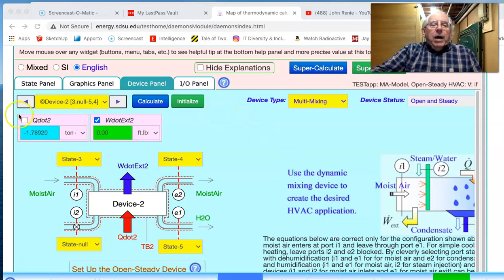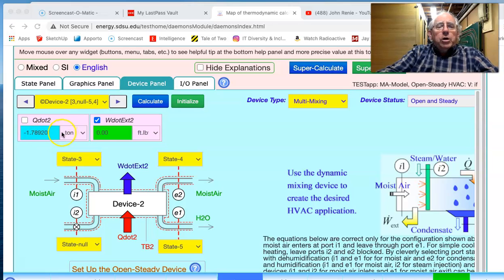This amount of heat transfer, this amount of refrigeration in tonnage, typically is divided into two parts. One part is called the latent part, and the other part is called the sensible part.